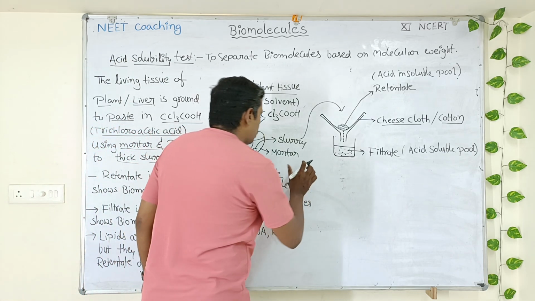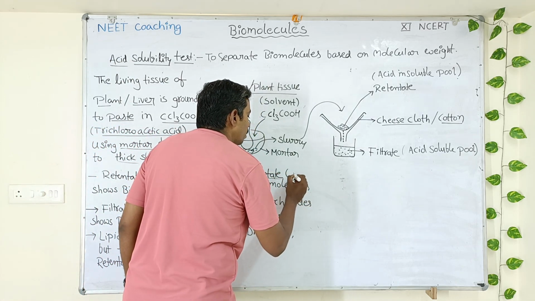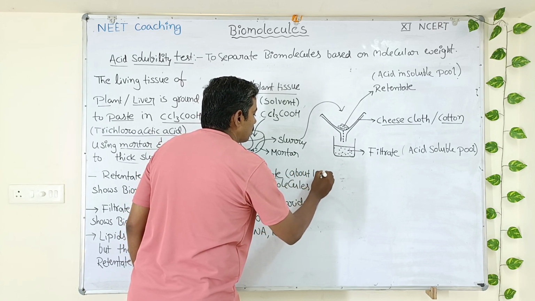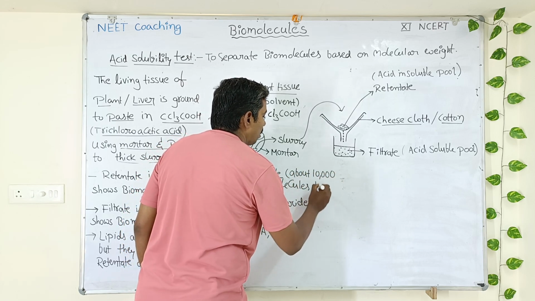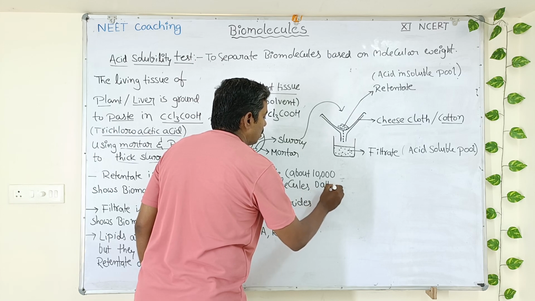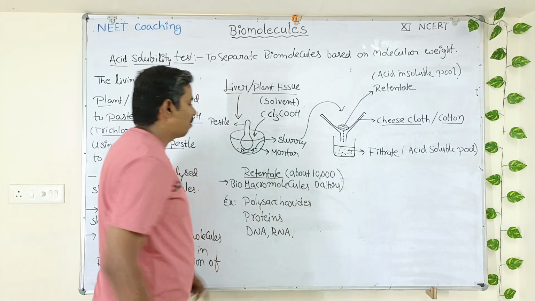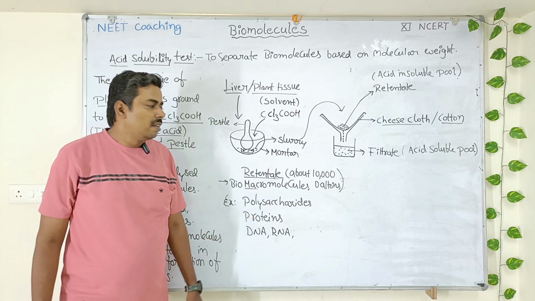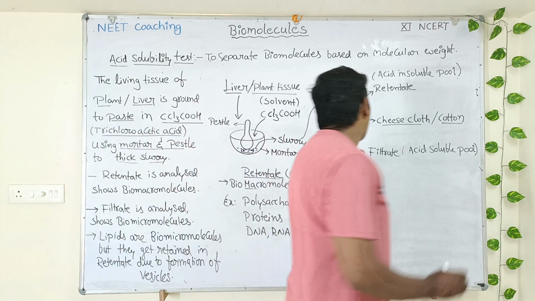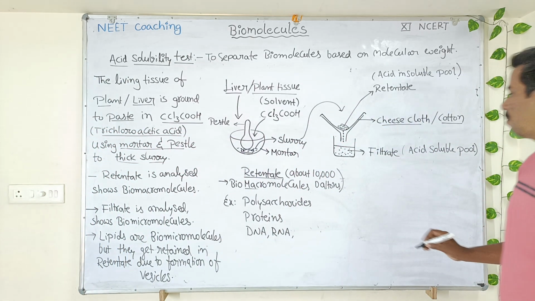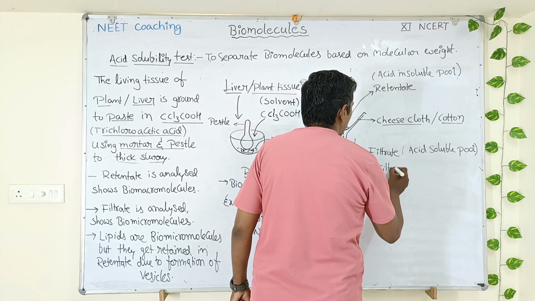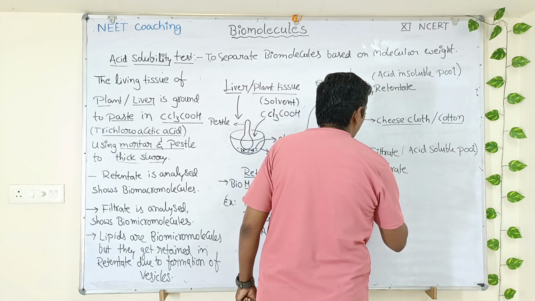They found that the molecular weight of these molecules was about 10,000 daltons. 10,000 daltons was the molecular weight of the molecules present in the retentate. Then scientists also analyzed the filtrate. So what they have found in the filtrate, mostly all the molecules were small molecules.